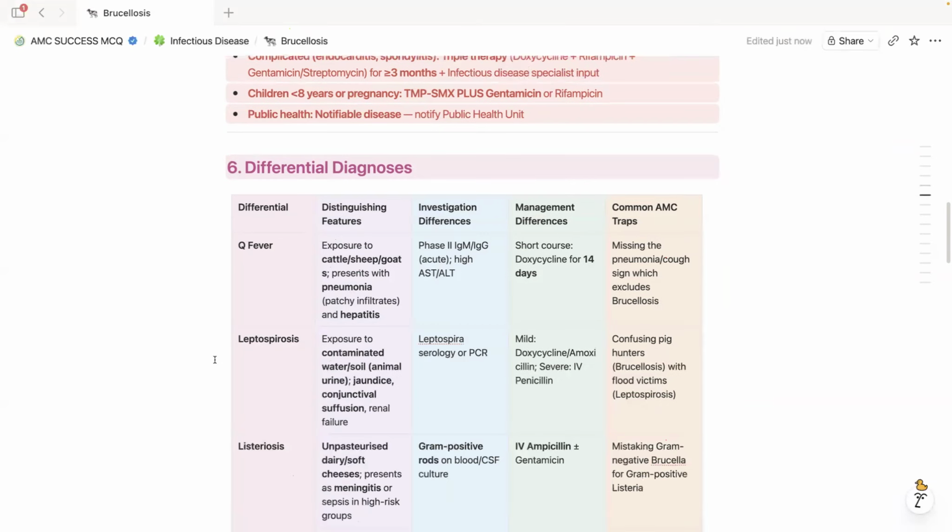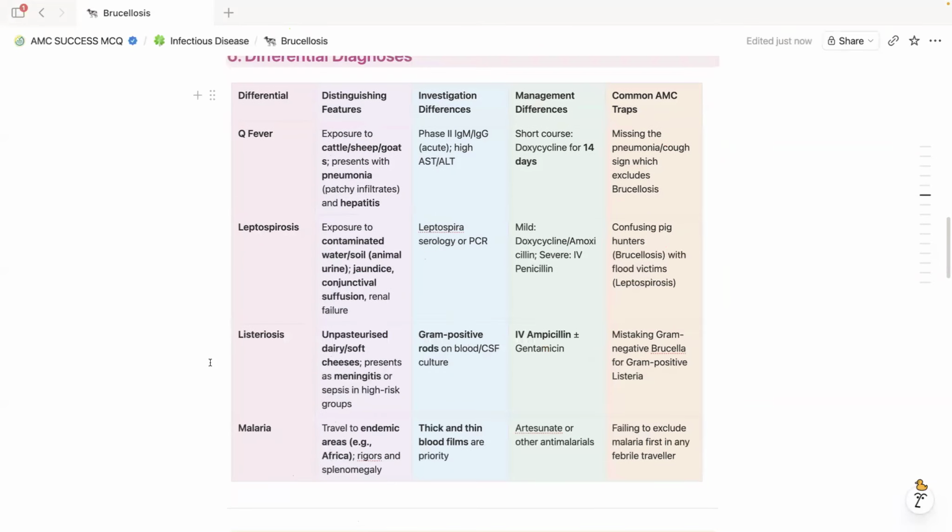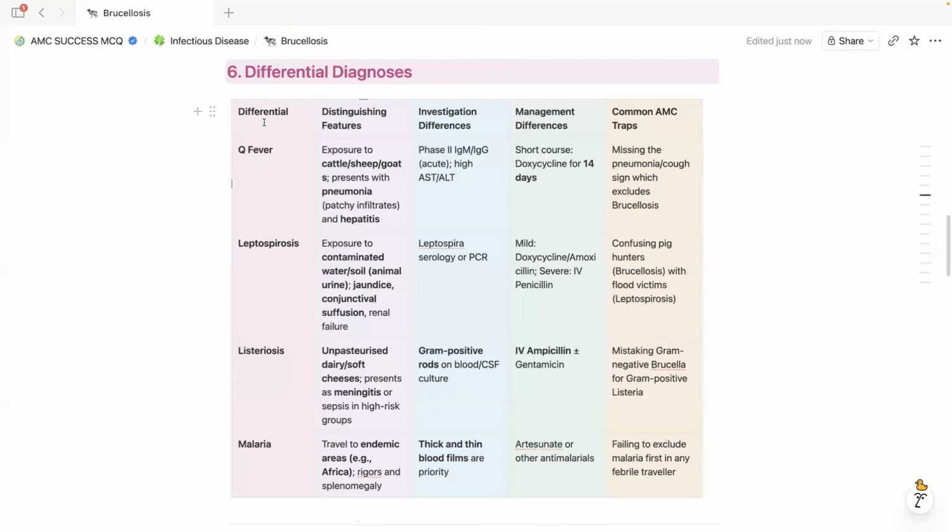Okay, so that was the management, and now the differential diagnosis: Q fever, leptospirosis, listeria, malaria. For Q fever, the distinguishing features are exposure to cattle, sheep and goats, and presentation with pneumonia on X-ray. For investigation we do phase 2 IgM and IgG, and there is also a high ratio of ASCLT. Management is a short course of doxycycline for 14 days. The trap is missing the pneumonia and cough signs, which exclude brucellosis.